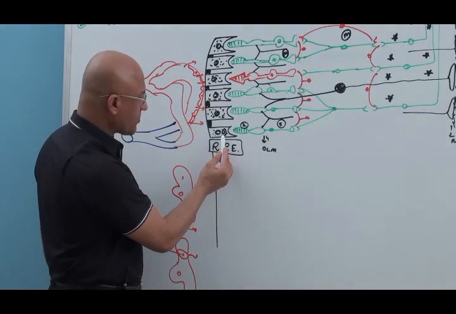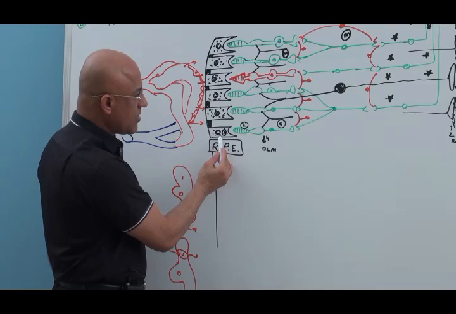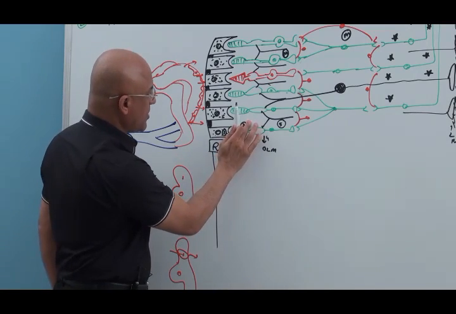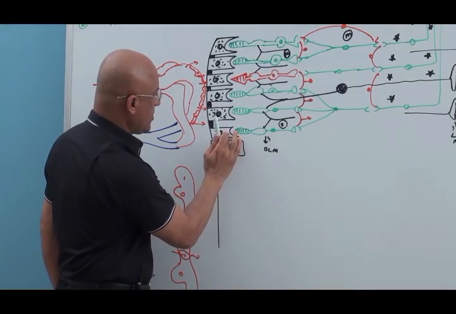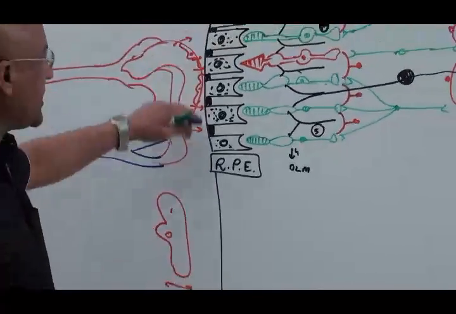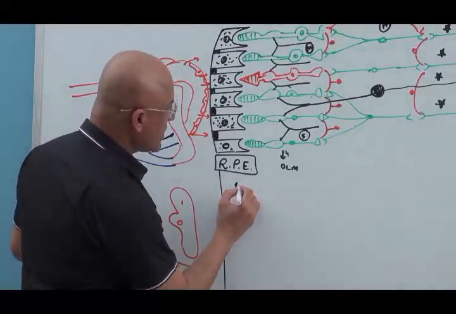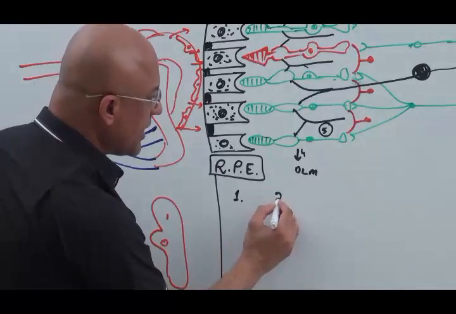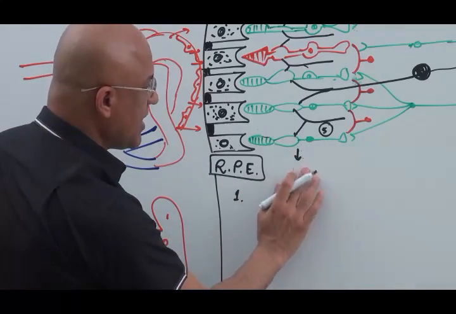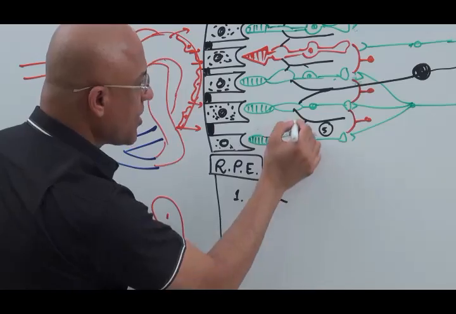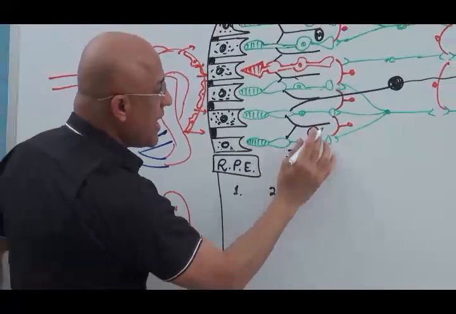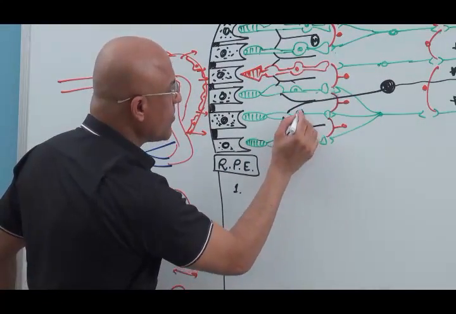First is the outer limiting membrane. Let's start with the first layer, which is the epithelium, right? Second layer is photoreceptors. Okay, I missed it here. And third is outer, and fourth is this nuclei.